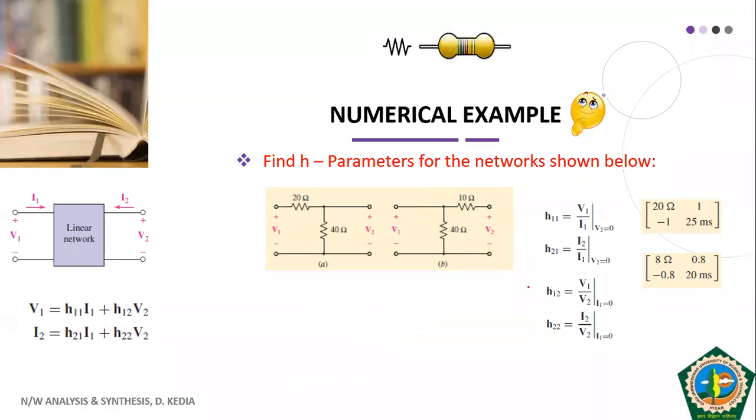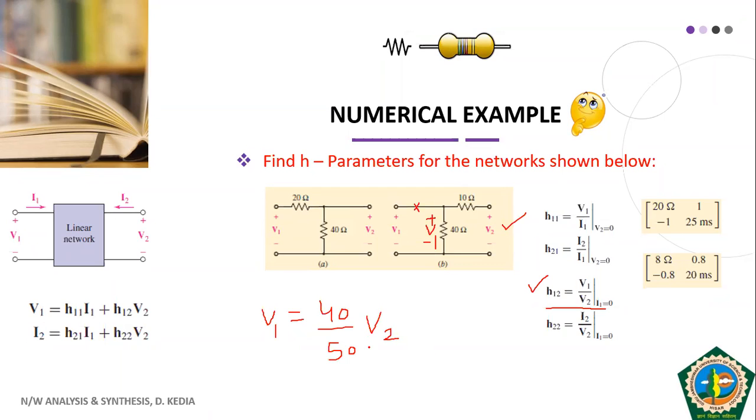So H12 will be the ratio of the voltages. I1 is 0. I1 0 means no current here. Okay, it means this V1 is present across this 40 ohm resistance. So this V1 is nothing but a component of V2. So you apply the voltage divider rule, that is, your V1 is equal to the voltage across 40 ohm. So it will be 40 divided by the total resistance, that is your 50, into the total voltage V2.